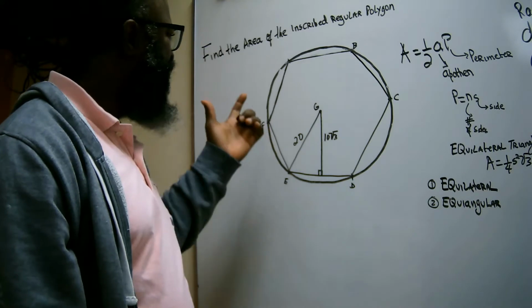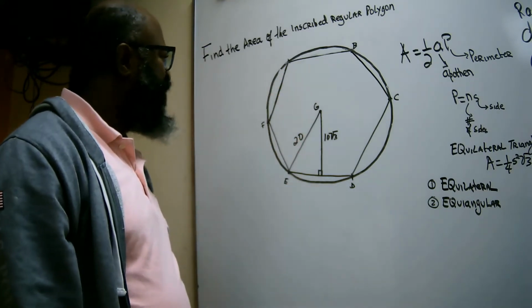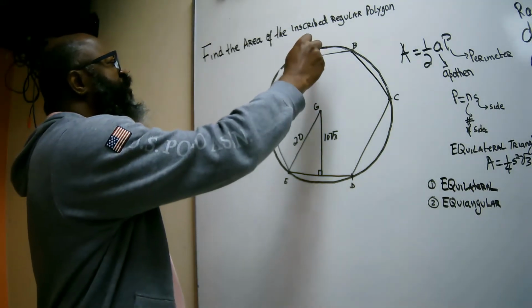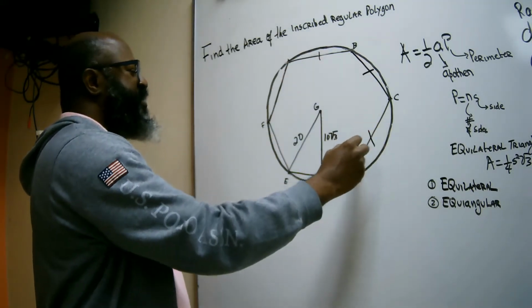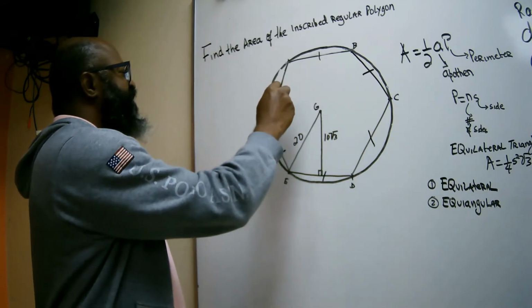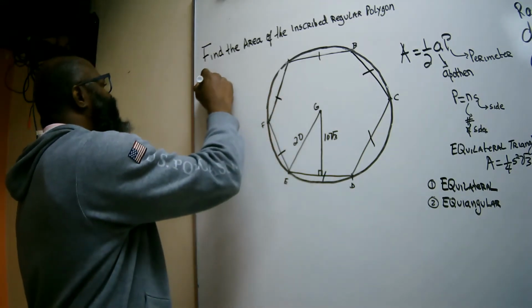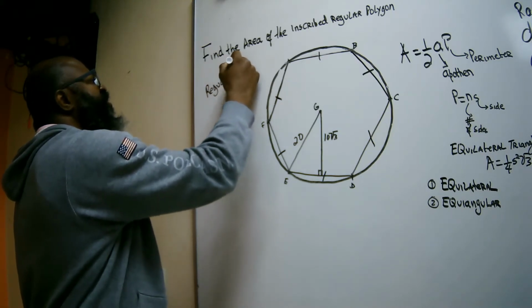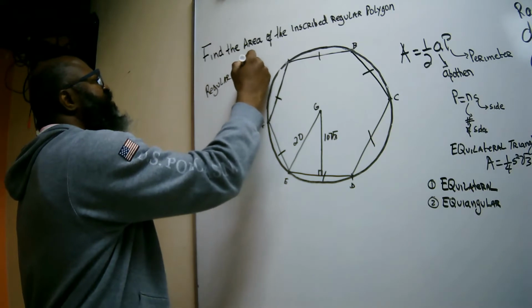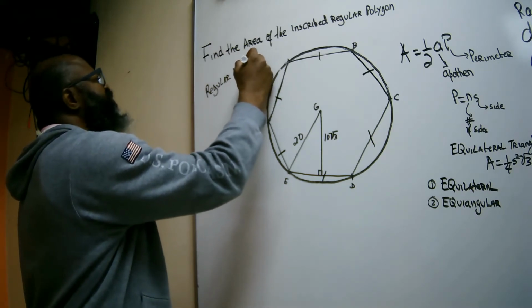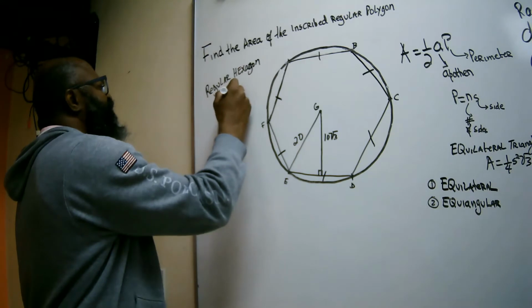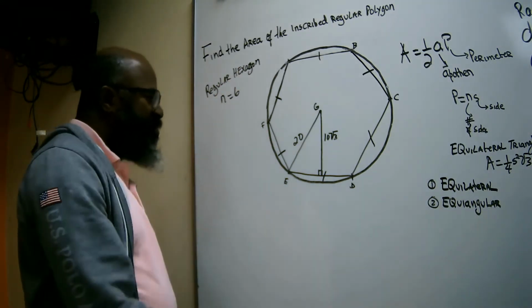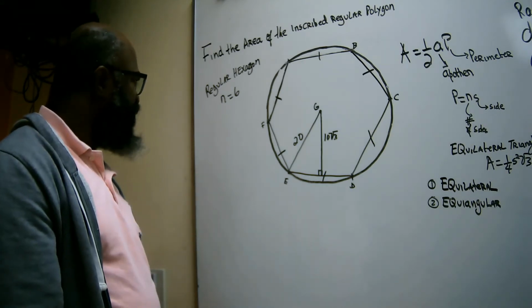Now, we have a regular polygon and we need to find its area. If we count how many sides, that will be 1, 2, 3, 4, 5, 6. That will be a regular hexagon. In this case, N is 6. That's the number of sides. So if we can find one side, we will be able to find the perimeter.